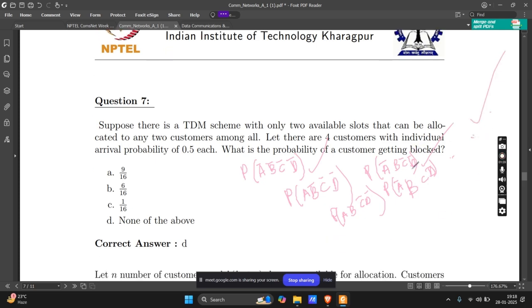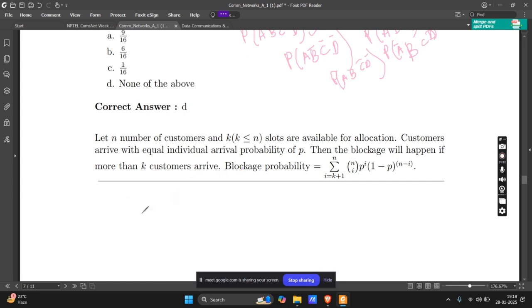When does the issue arise? The issue arises when more than 2 customers are giving a call request. So it is 3 customers or 4 customers giving a call request. What are the probabilities? A, B, C, D bar; A, B, C bar, D; A, B bar, C, D; A bar, B, C, D; and A, B, C, D.